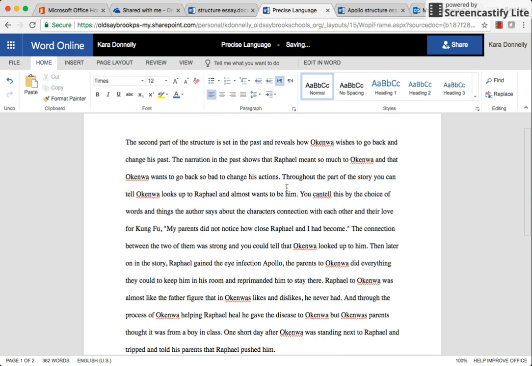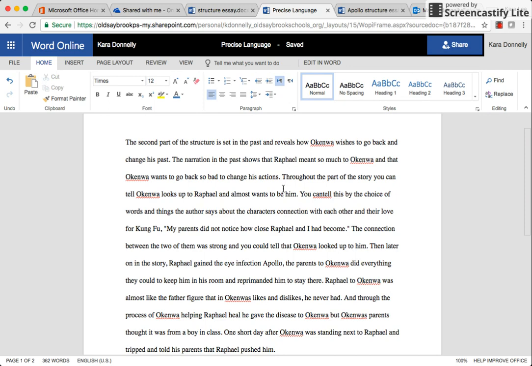Okay, I'm going to look at one more sentence from this. So here's another example of where I've made my subject more precise, the narration in the past, which is the second part of the structure. And then I've got an active verb, shows that Raphael meant so much to Okenwa. And I actually have two objects. It shows that he meant so much to Okenwa, and it also shows that Okenwa wants to go back and change his actions. So I've just tweaked my language there to be a little bit more precise.